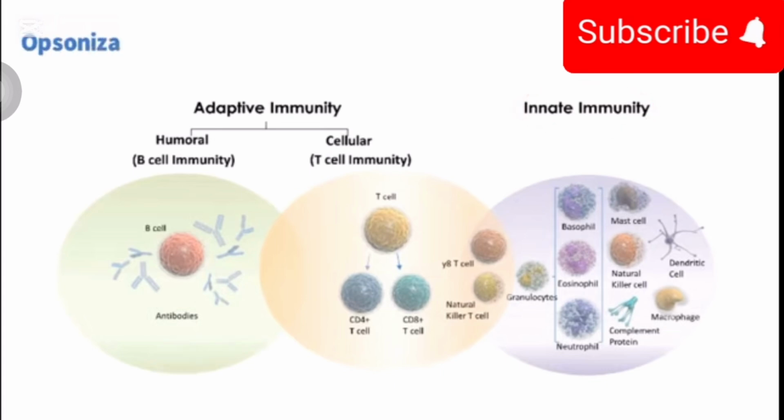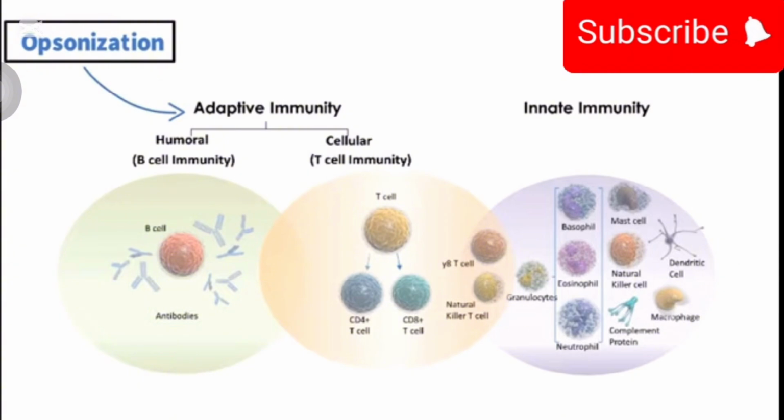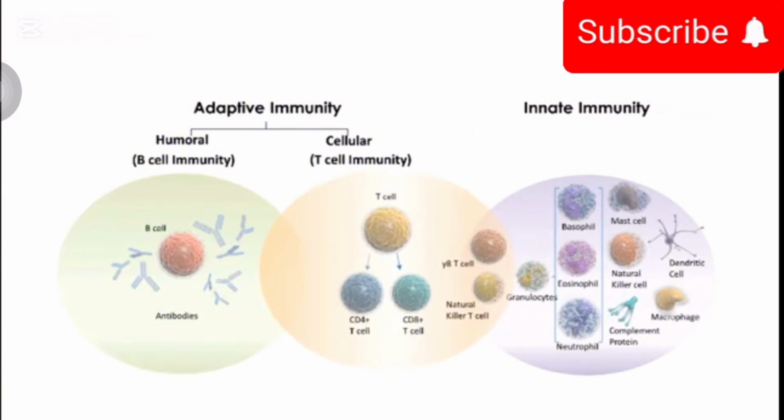So while the process of opsonization is part of the adaptive immune response, the actual destruction of pathogens involves the innate immune response. Therefore, both branches of the immune system must work together for a complete immune response to infection. Further detail on this phagocytic process is provided in the video on this channel on inflammation.